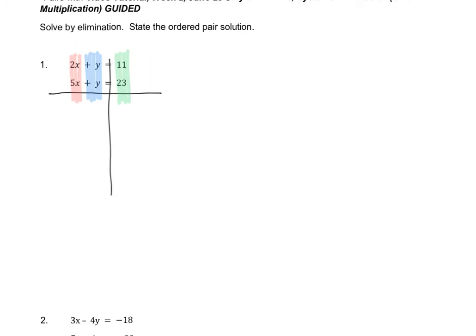Either way is right, but again, I like to stay positive where I can. So the way I'm going to write this: if I multiply one thing by a negative, I have to multiply everything by a negative. So I'm going to multiply this whole equation, so I throw parentheses around the whole thing, by negative 1.